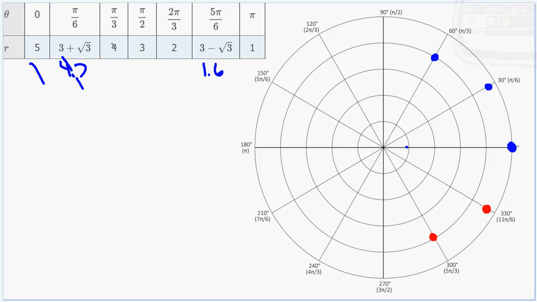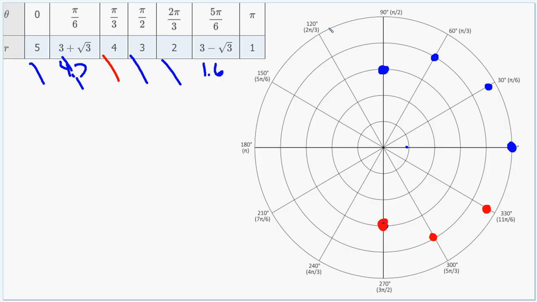Next point, we did the pi over 3, 4. Pi over 2, comma 3. So we're going to go straight up 1, 2, 3 units. That means our reflective point would be straight down 1, 2, 3 units. Oop, I wanted to use red there. There we go. At 2/3 pi, it's 2 units.